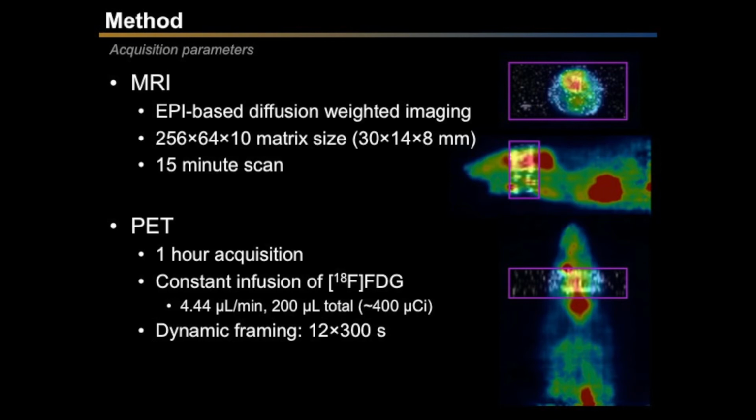So here are the acquisition parameters. And we used an EPI-based diffusion-weighted imaging here, which has some drawbacks, but we wanted to have the fast speed so that we can acquire, within that 30 minutes of hypoxia, at least 2 images. And as you can see here, this is an example of the PET in the background and the overlay of the volume of acquisition for the MR data.